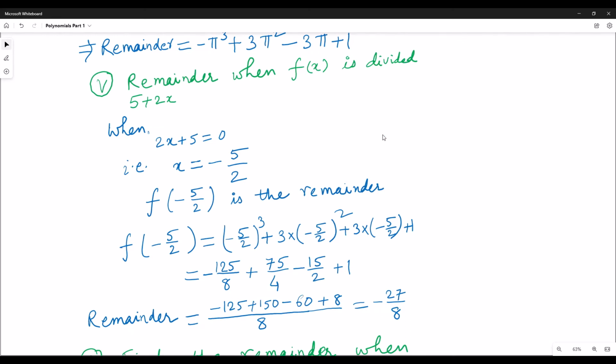So why are we finding the zero of this polynomial? Because if the divisor becomes zero, then in the expression we are left only with the remainder. You have to remember the formula: dividend equals divisor into quotient plus remainder. So that is why we are finding the zeros of this 2x plus 5. So f(-5/2) is the remainder, right?